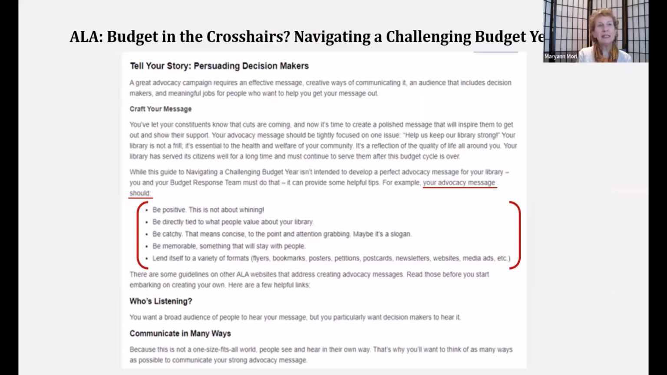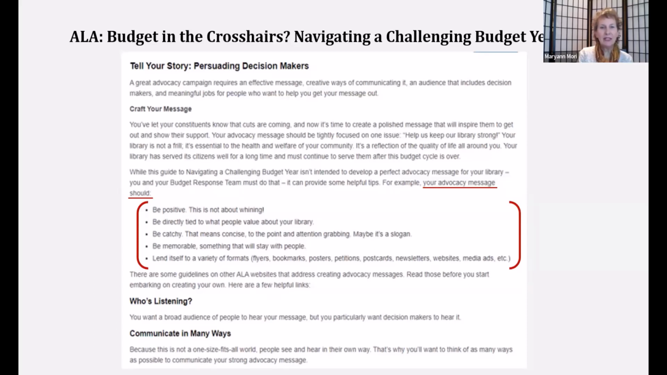The American Library Association features these additional tips in its article titled Navigating a Challenging Budget Year. Some of the highlights include that your advocacy message should be positive. This is not a time to be whining. Your message should be directly tied with what people value about your library. Make it catchy. That means concise, to the point, and attention-grabbing. Maybe you have a slogan.